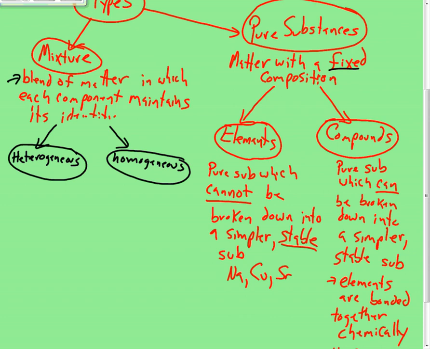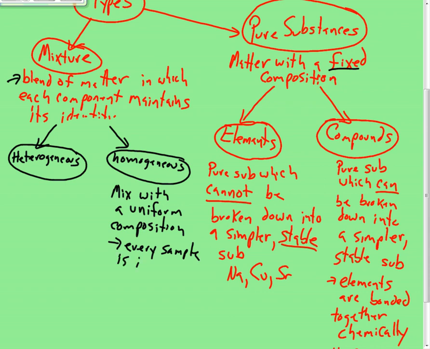So let us define these 2, and then maybe that can help us understand how to answer the next question. Homogeneous mixture. A homogeneous mixture is a mixture with a uniform, not fixed, but uniform composition. What does that mean? Well, this means that every sample is identical. And I like to think of this as if I have this mixture in a glass, and I take a drink from the top and a drink from the bottom, I'd get the exact same thing.